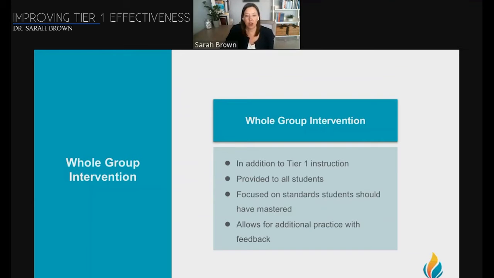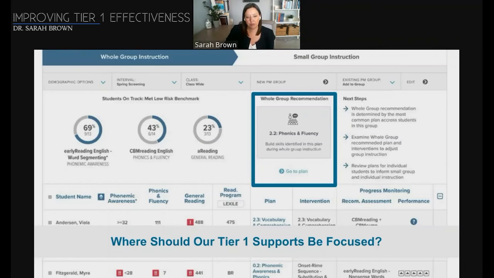A really big benefit of whole group intervention is that it allows for additional practice with feedback. So as you're thinking about what to focus on for whole group intervention, you can choose what to focus on from your universal screening data. They should be able to provide you with some initial information to support your teams in making those decisions.